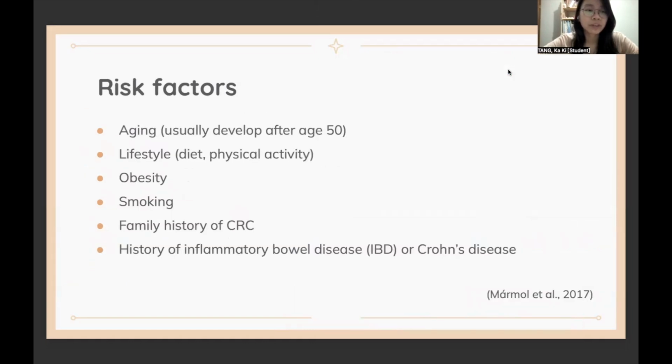There are several factors that can raise the risk of getting colorectal cancer, including aging, lifestyle, obesity, and smoking. Besides, having a family history of colorectal cancer and a history of inflammatory bowel disease or Crohn's disease may also raise the risk of getting colorectal cancer.